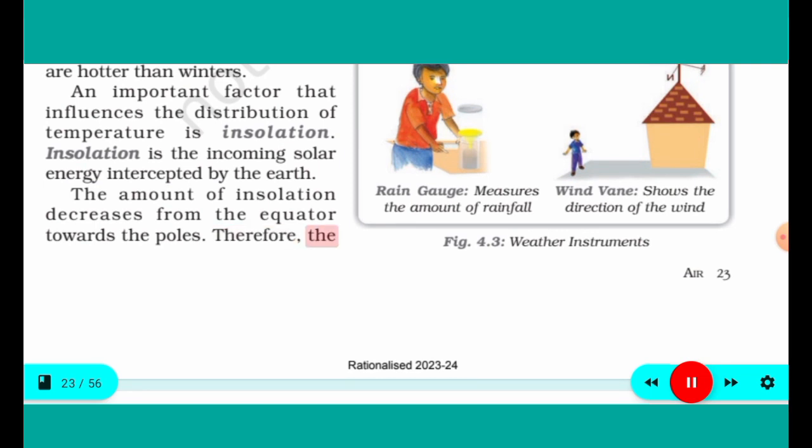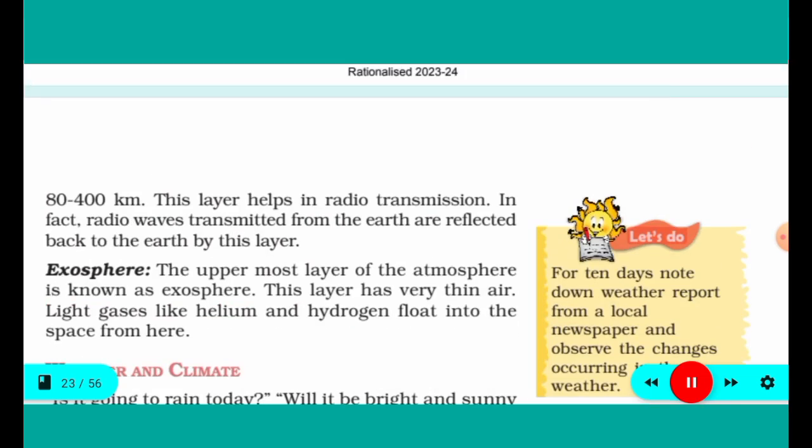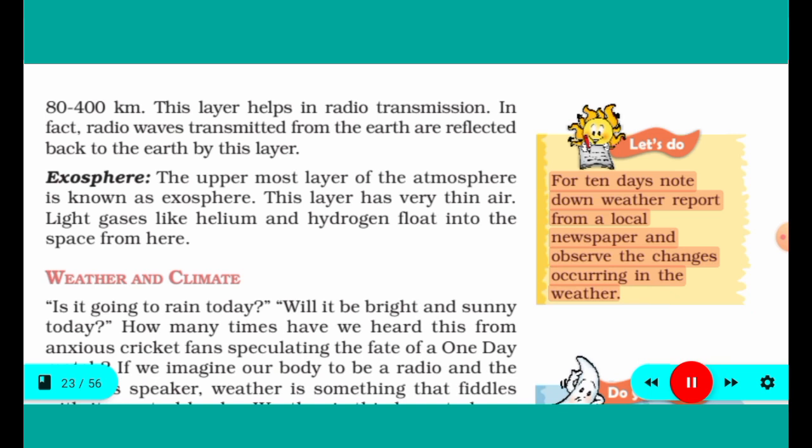Let's do for 10 days. Note down the weather report from a local newspaper and observe the changes occurring in the weather.